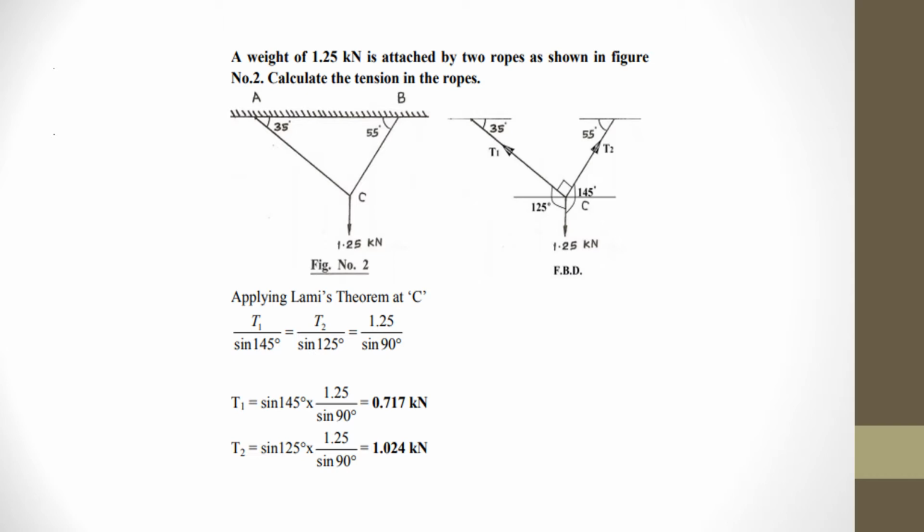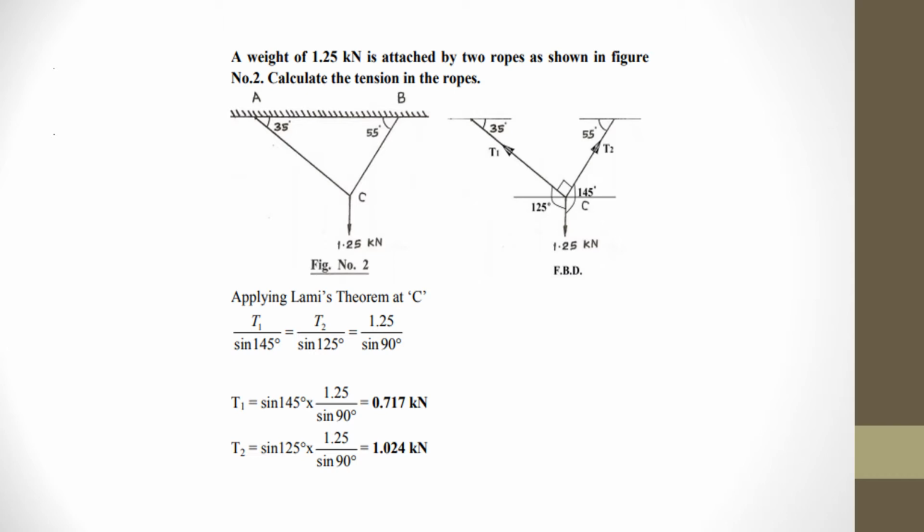In this video, we will see numericals on 4th chapter of Applied Mechanics Equilibrium. In previous video, we have seen theory. So let us take one example. A weight of 1.25 kN is attached by two ropes as shown in figure. Calculate tension in the ropes.